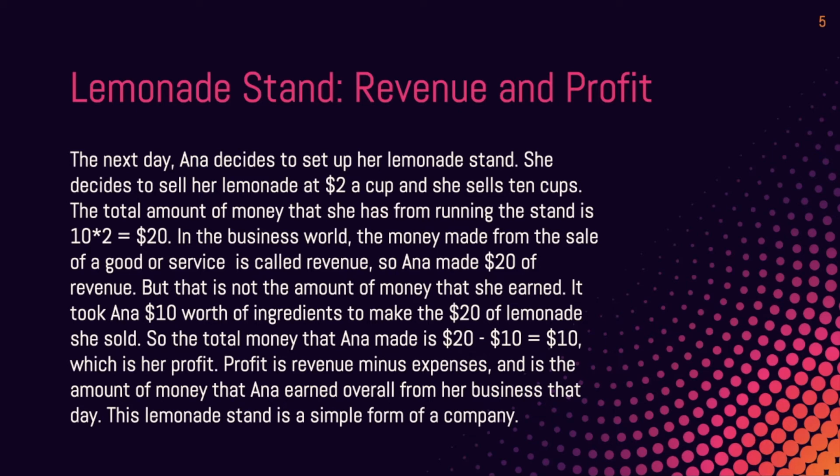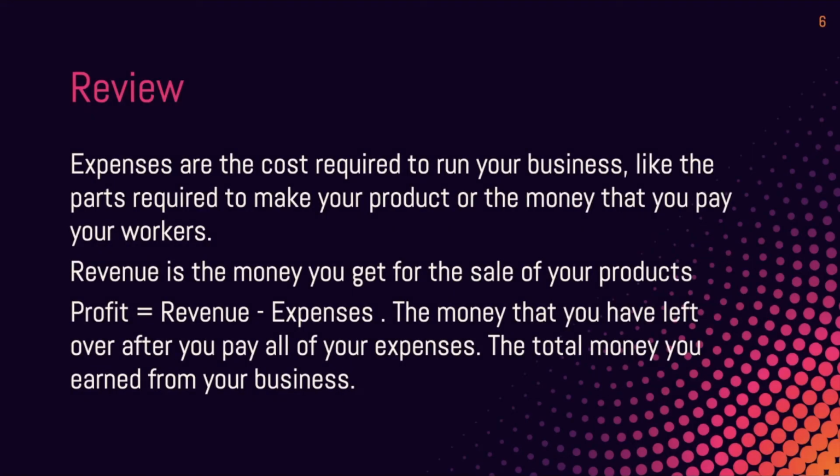Now, let's review the concepts we've learned so far. Expenses are the costs required to run your business, like the parts required to make your product and the money that you pay your workers. Revenue is the money you get for the sale of your product, and profit is equal to revenue minus expenses, the money that you have left over after you pay all of your expenses, the total money you earn from your business.